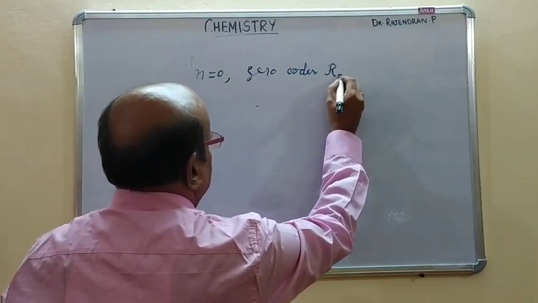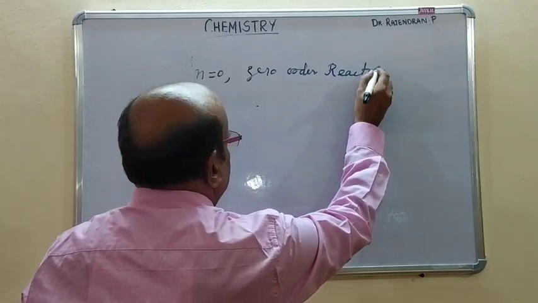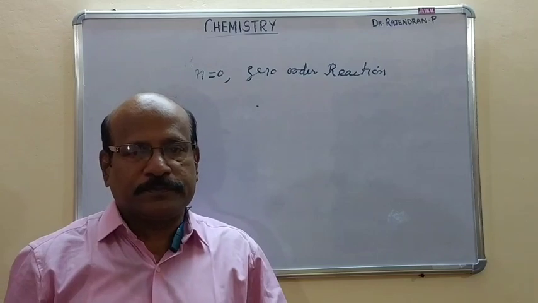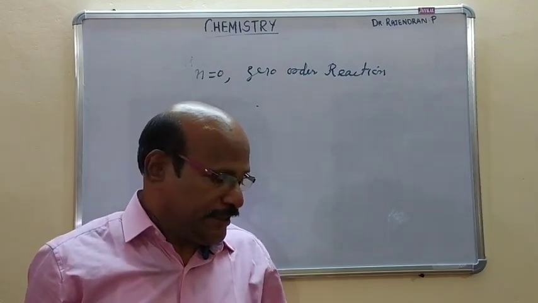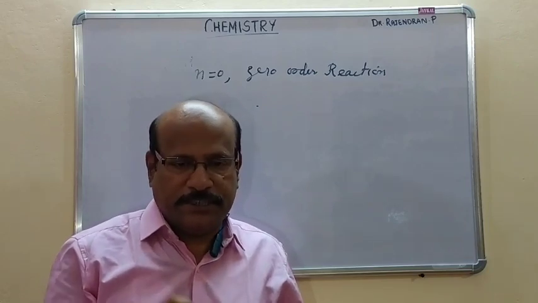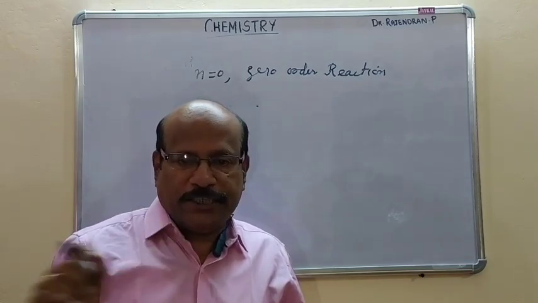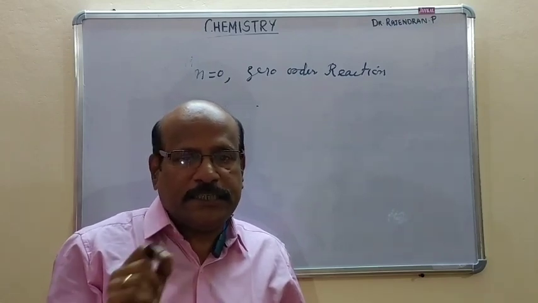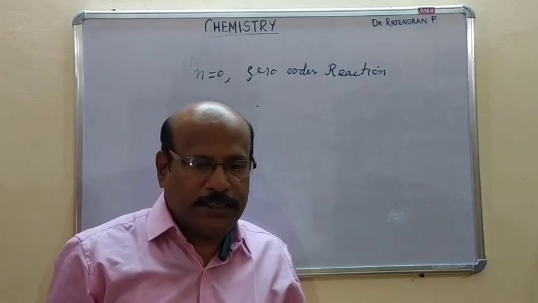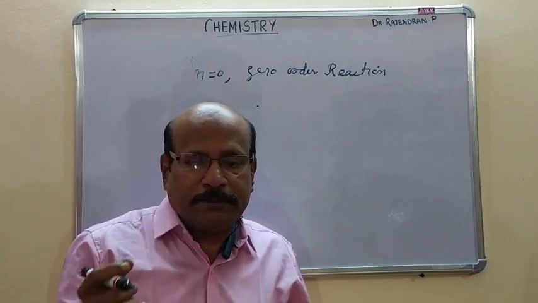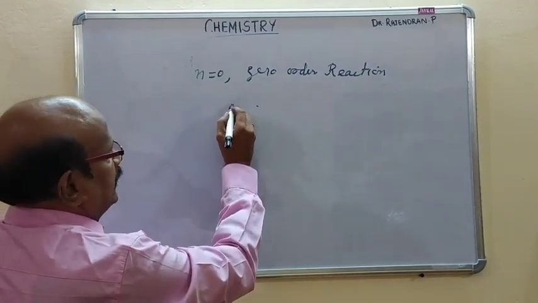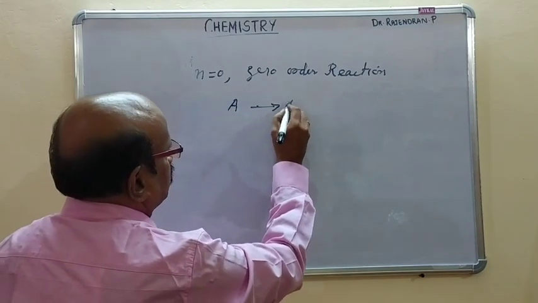A zero order reaction is a reaction in which the rate of the reaction is independent of the initial concentration of the reactant. Once again, the rate of the reaction is independent of the initial concentration of the reactant for a zero order reaction. That can be mathematically represented by considering a zero order reaction as A giving product.